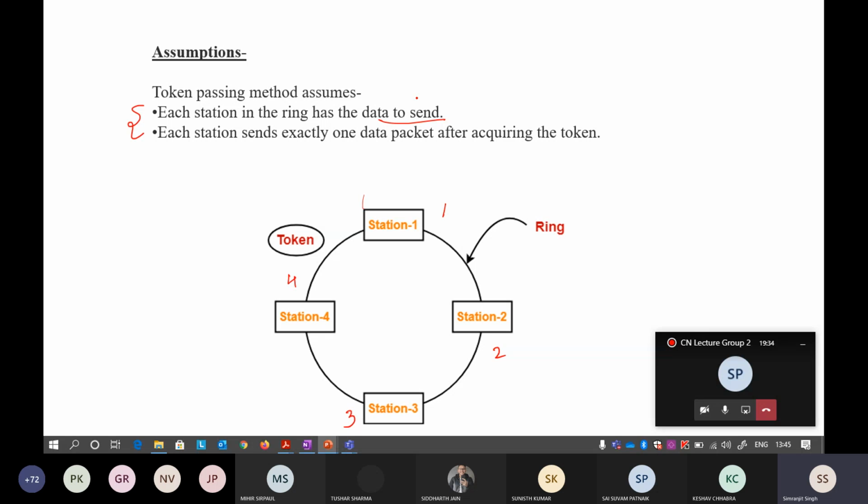Always try to keep in mind the assumptions that are there. If you do not remember the assumptions, you will think of it as a general case. These two assumptions are applicable to the general case, but if you know them, it means that every station has something to transmit. If they are not transmitting, the formula might differ. But I'm only talking about when every station has something to transmit, and every station will transmit only one packet when it gets the token. These are the two assumptions.